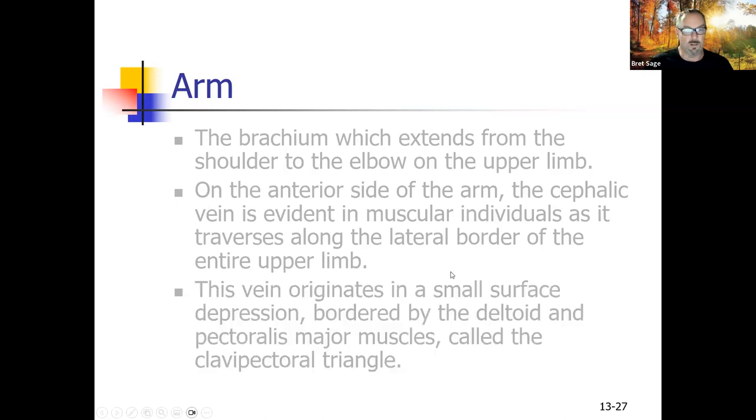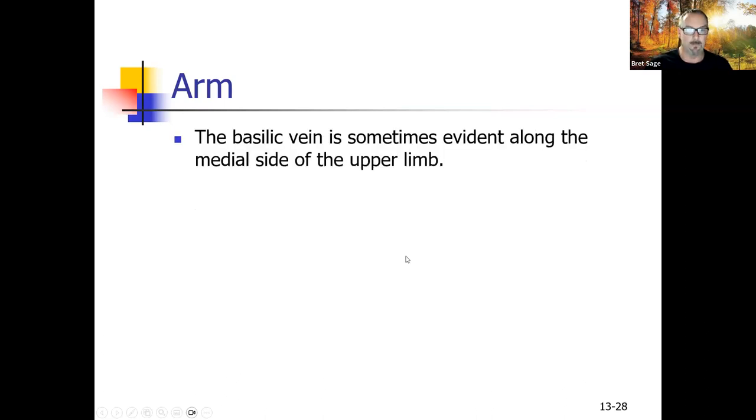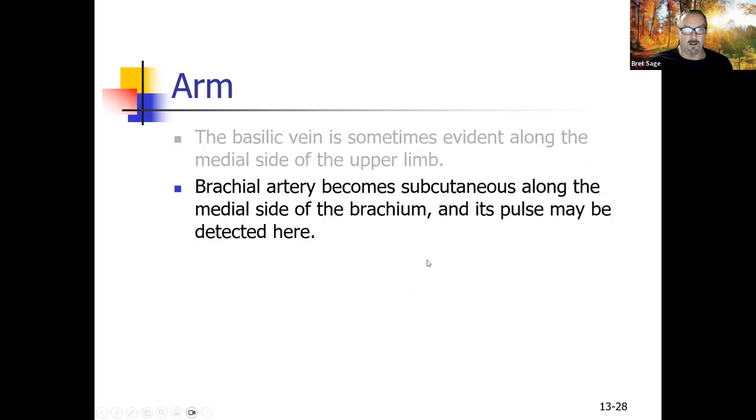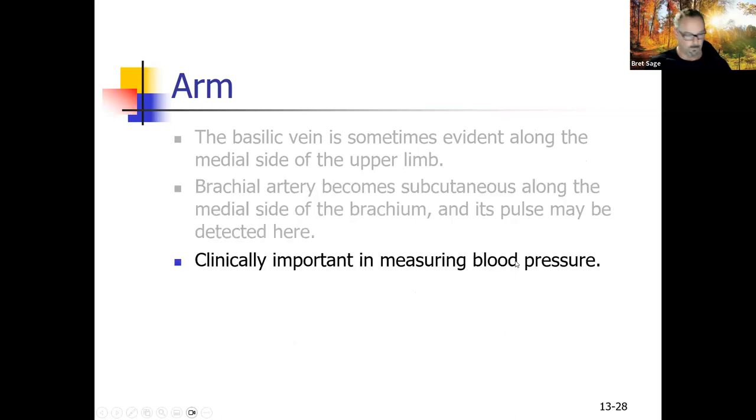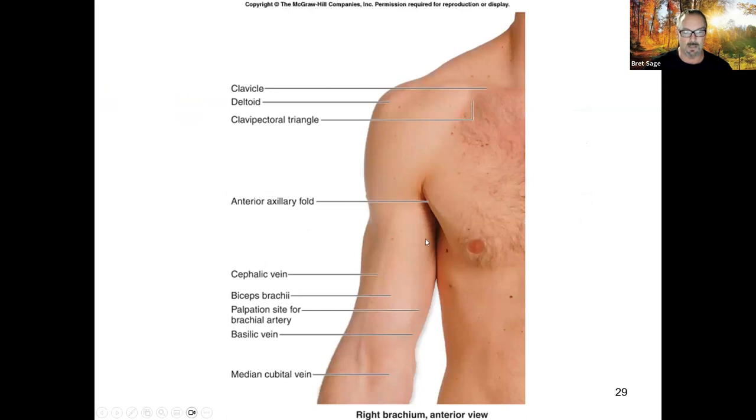Okay, more information you should know, but I don't need to explain. The basilic vein is sometimes evident along the medial side of the upper limb, so basically on the inside of your arm here. The brachial artery becomes subcutaneous along the medial side of the brachium. Its pulse may be detected here. Clinically important in measuring blood pressure. So this is often how blood pressure is taken. So these show you some of the key structures here.